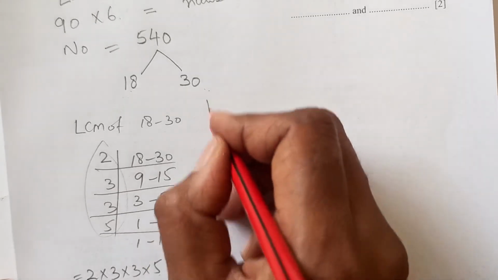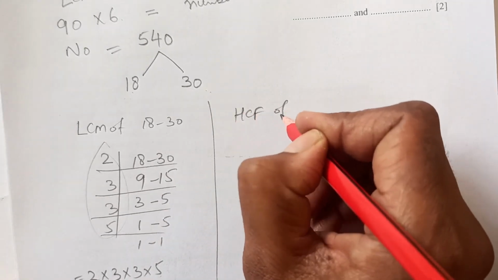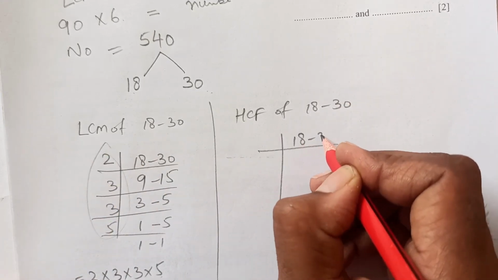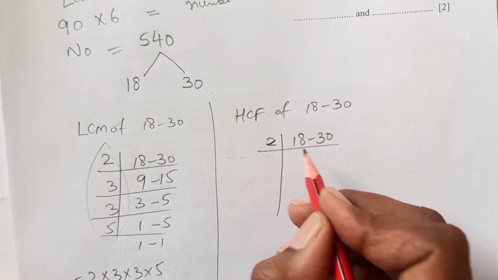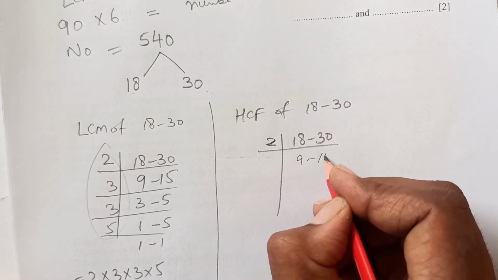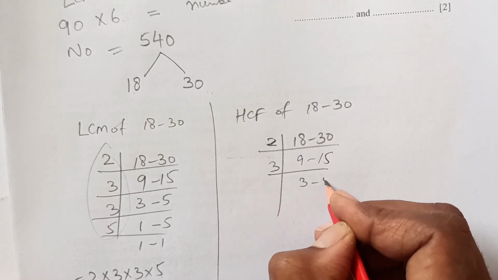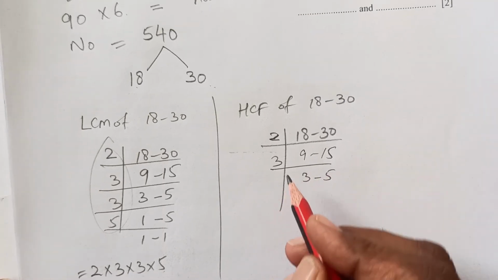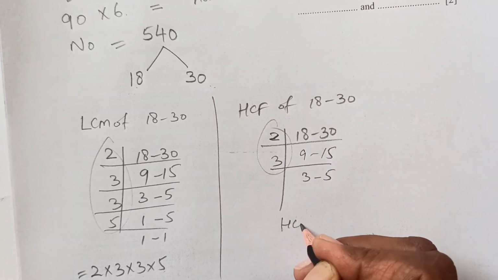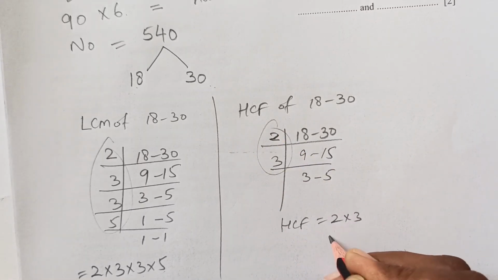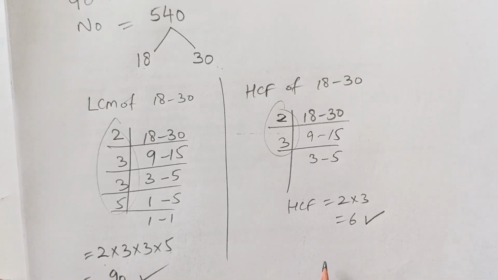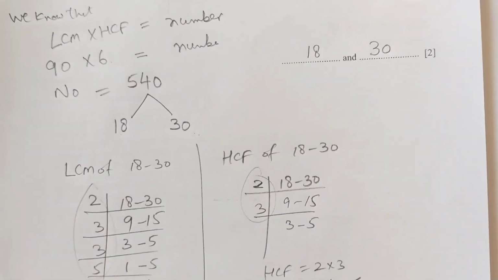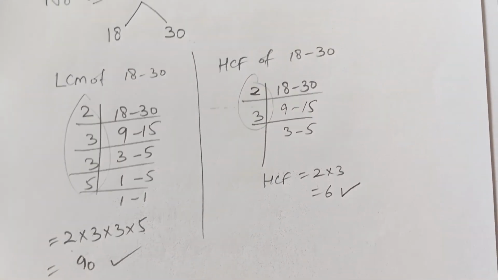That is true, right? Now HCF, you can just do it in this step also, but I'm just showing you again. For HCF, you need a factor that divides both of them. 2 times 9 and 15, then 3 times 3. Now you can't divide any further, there is no number that can divide both 3 and 5. So this is our HCF. So HCF is equal to 2 times 3, which is 6. So that also fulfills the condition. So our numbers are 18 and 30, right? So that's how you can complete this question.